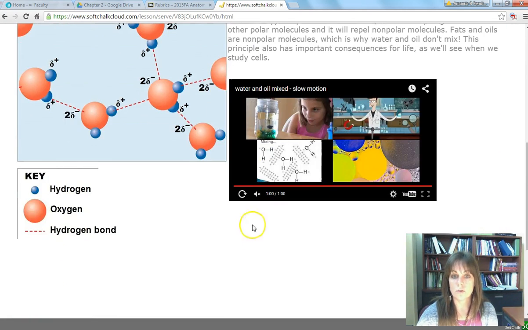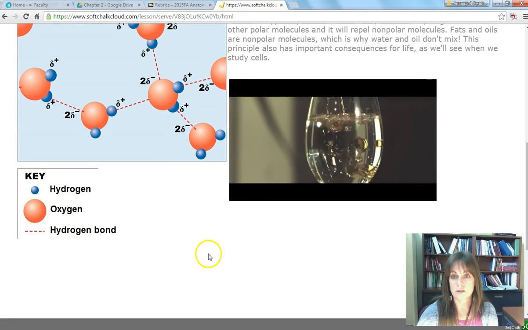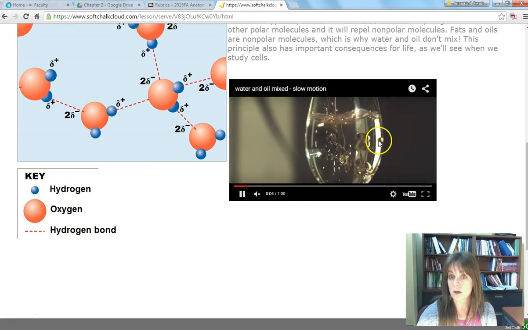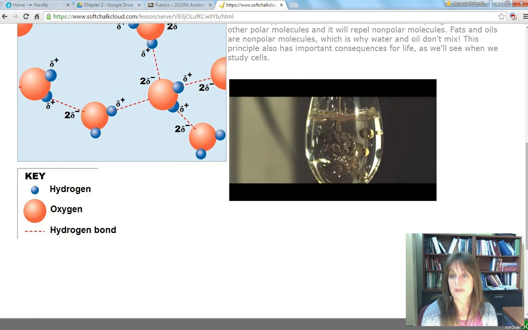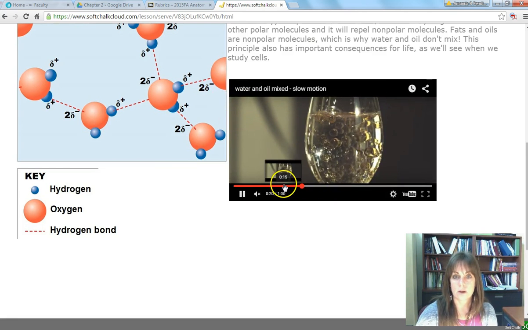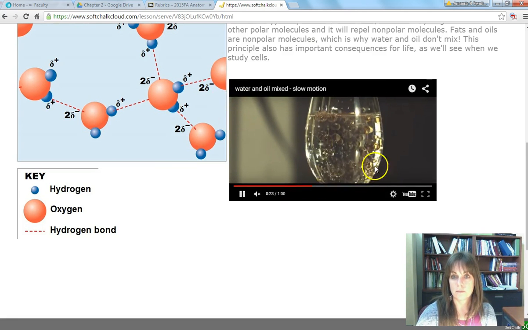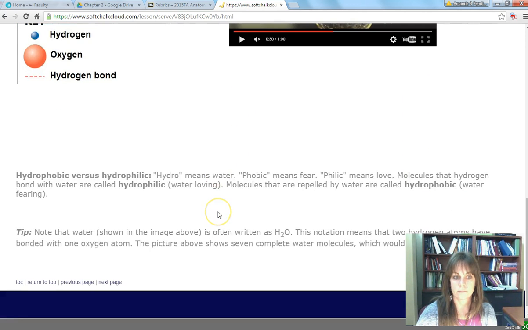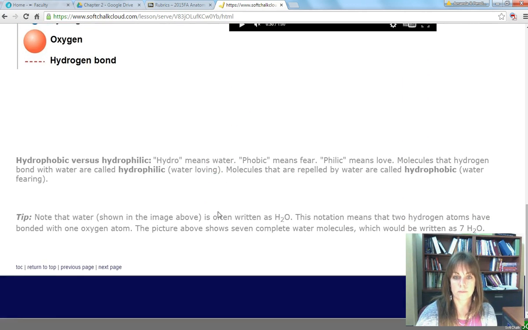Let's look back at the lesson. I do want to show you one video here. This is showing you an actual demonstration: water, and then these here are little oil blobs, and you can actually see polar and nonpolar not mixing, live in action. You can do this experiment at home if you would like to. This is water and oil mixed right here, polar and nonpolar repelling each other. All right, I believe that covers that.